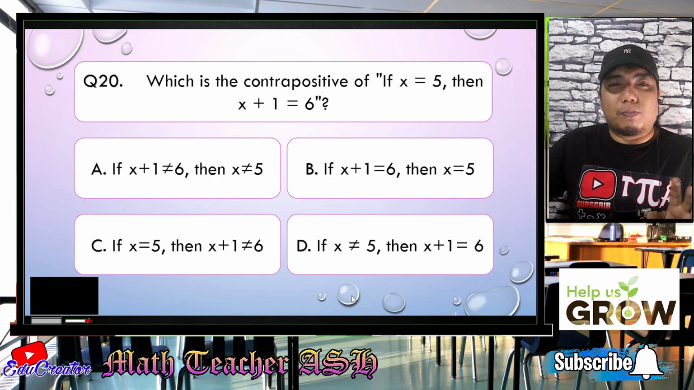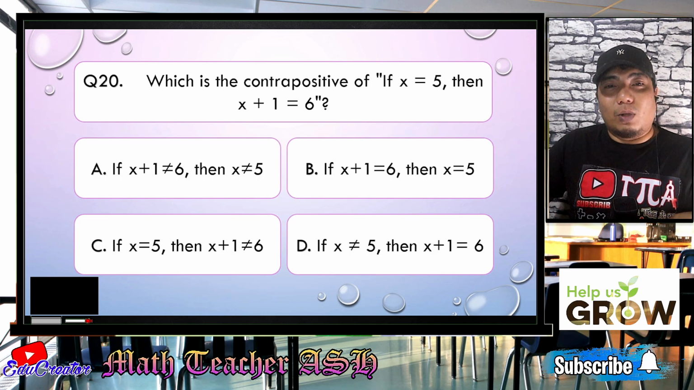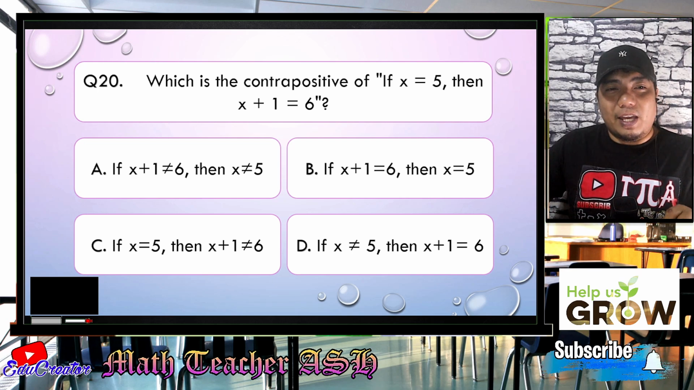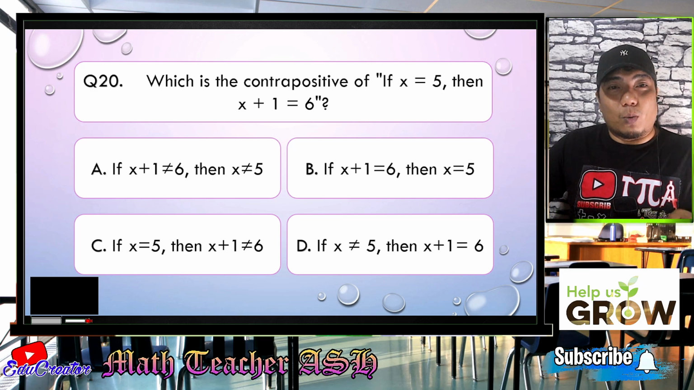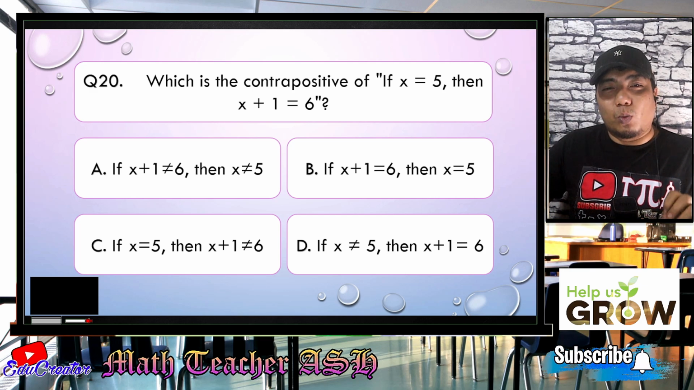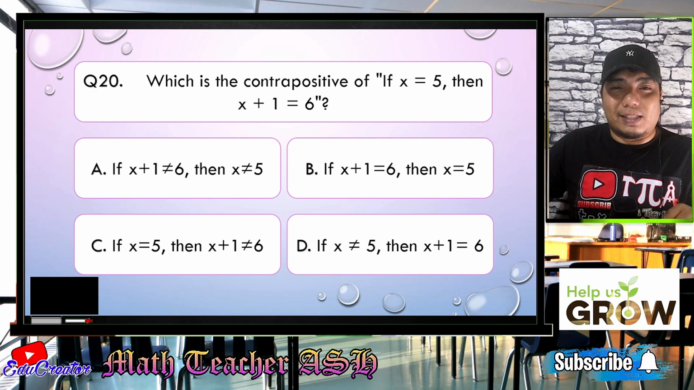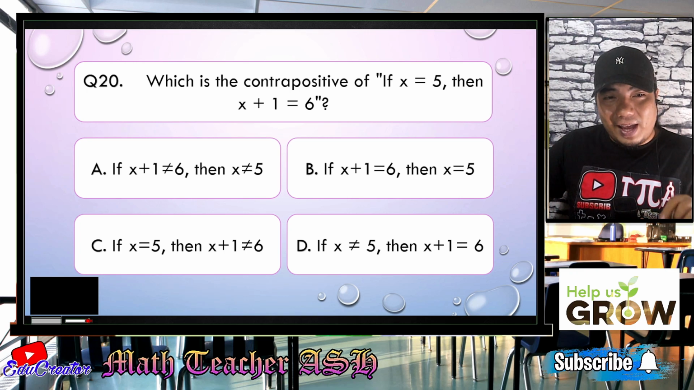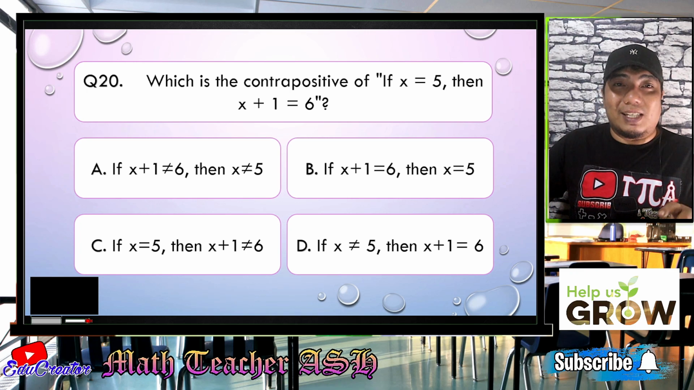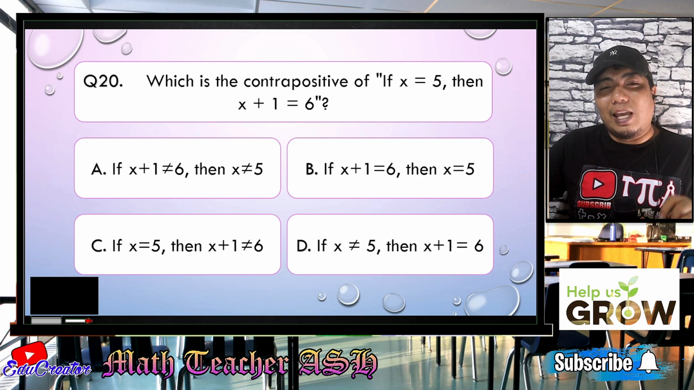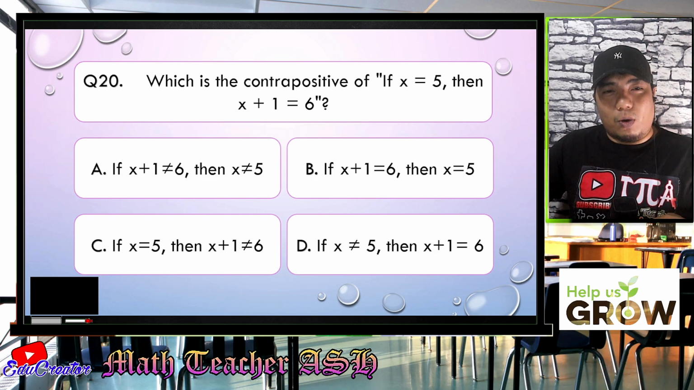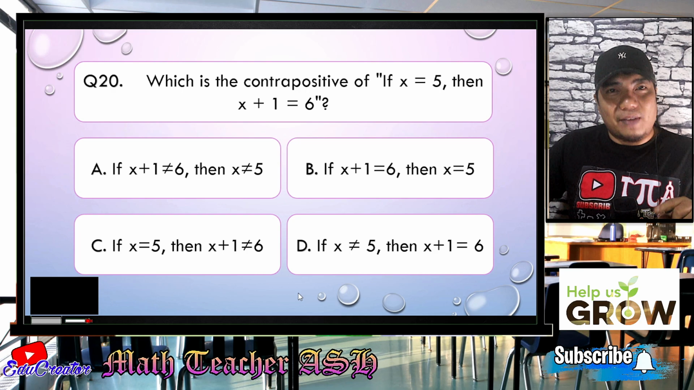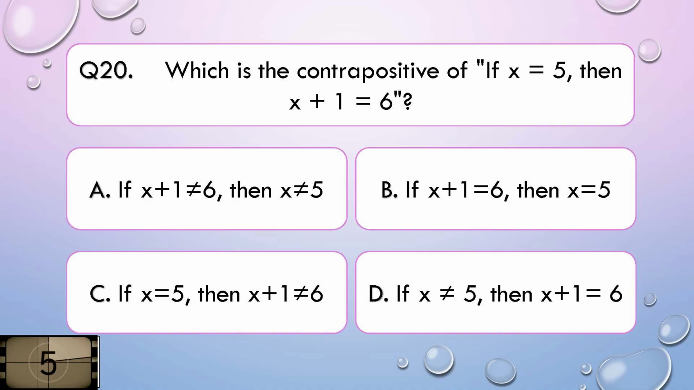What is the contrapositive of if x is equal to 5, then x plus 1 is equal to 6? Is it A, if x plus 1 is not equal to 6, then x is not equal to 5? B, if x plus 1 is equal to 6, then x is equal to 5. C, if x is equal to 5, then x plus 1 is not equal to 6. Or letter D, if x is not equal to 5, then x plus 1 is equal to 6? I'll give you 5 seconds to think about your answer.